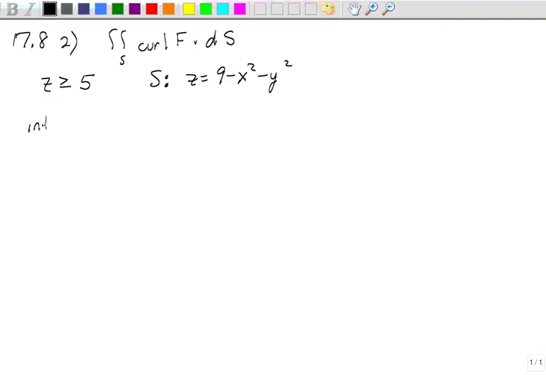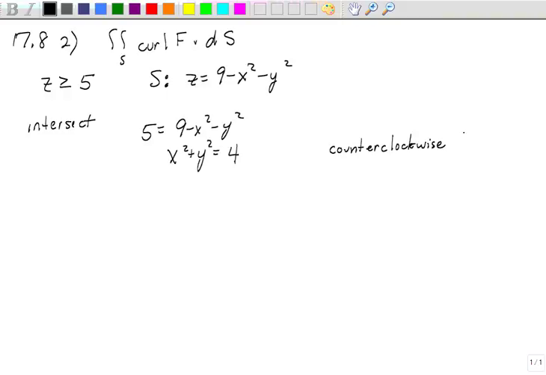So where they intersect, x squared plus y squared is 4. And we need to go counterclockwise around this boundary. So what we're doing first is finding the boundary. That's where the plane intersects that surface. That's a circle, so we're going to parameterize it.